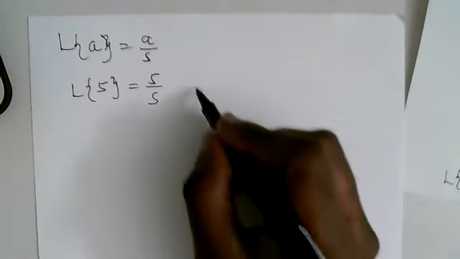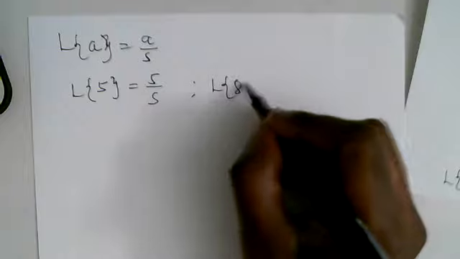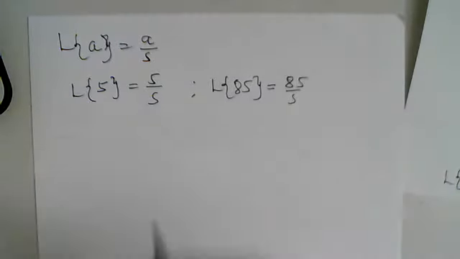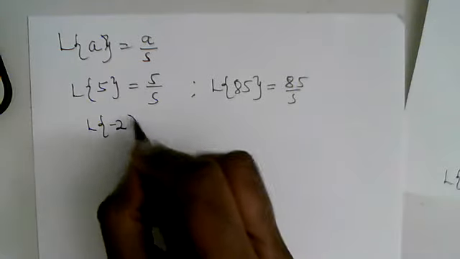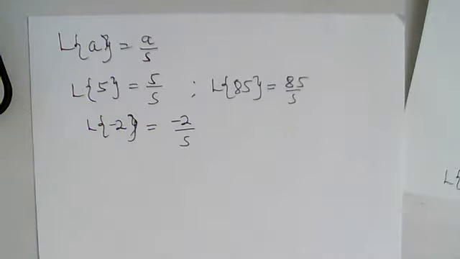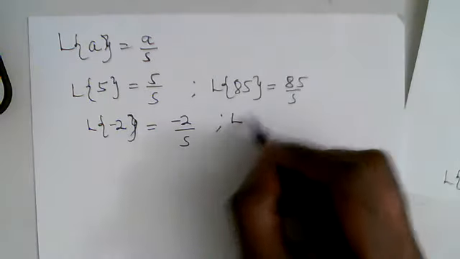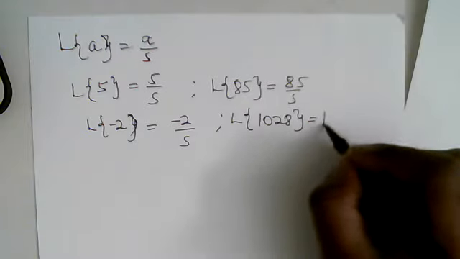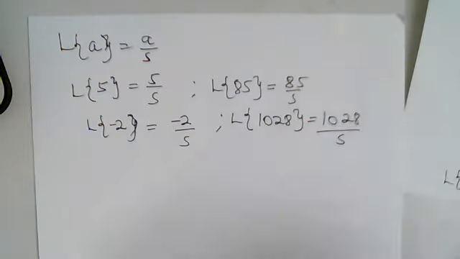The Laplace of 85 is actually 85 over s. The Laplace of minus 2 is actually minus 2 over s. The Laplace of 1028 is actually 1028 over s. So what this actually means is that the Laplace of any constant is the constant over s. Okay, the constant over s.